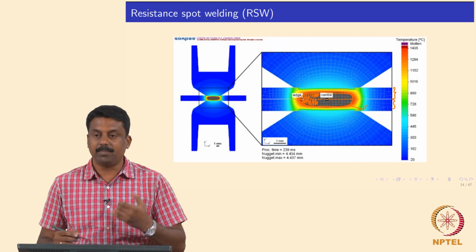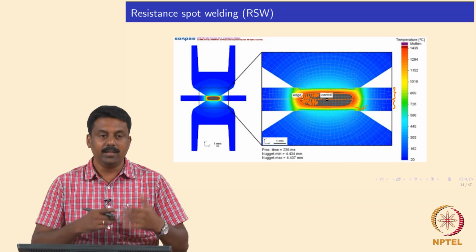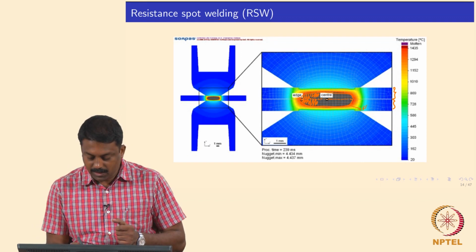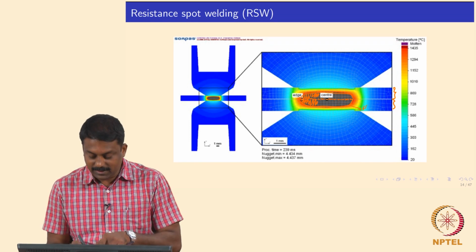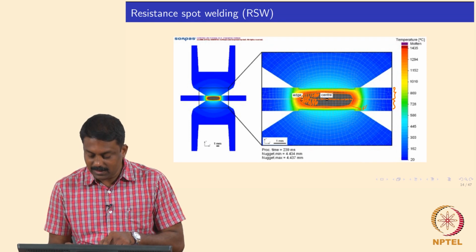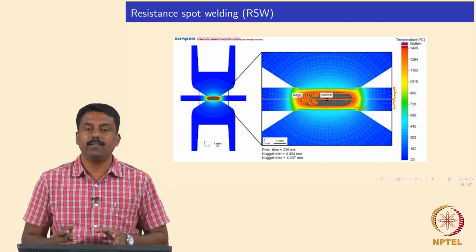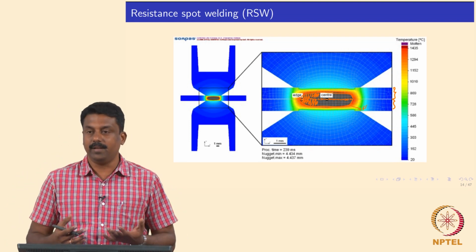So, the alloying elements which are partitioning from the solidifying solid to the liquid will all enrich the weld center line, right. So, that is the brittle region in this entire weld nugget because of the enrichment of alloying elements.